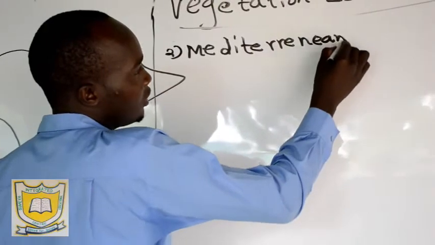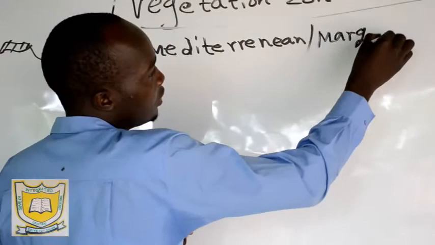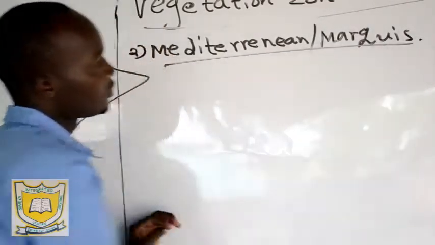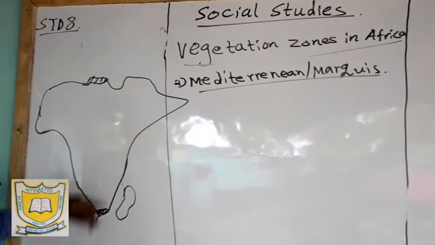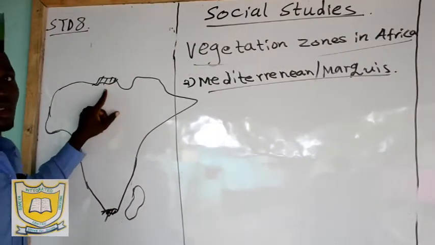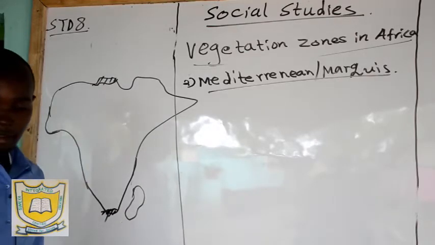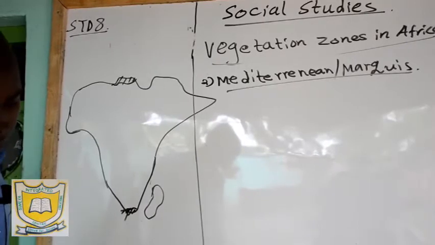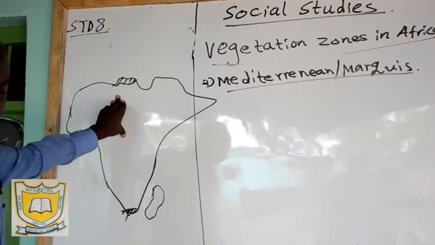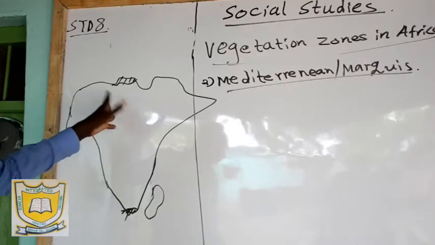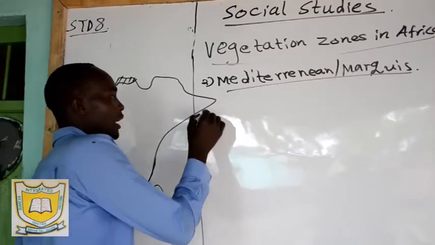Mediterranean. Mediterranean is also called maquis vegetation, and it covers the region along the coast of Libya. You'll find it in the Cape Province of South Africa. So you'll find that those vegetation are there. And then also it's found at the coastal region of Morocco, and then also you have Algeria, Tunisia, and part of Libya. Characteristics.